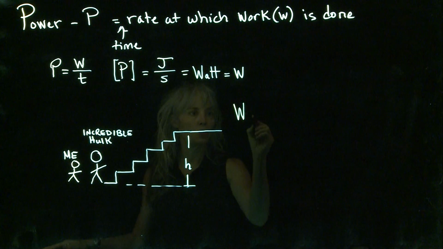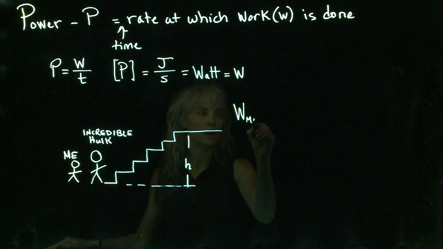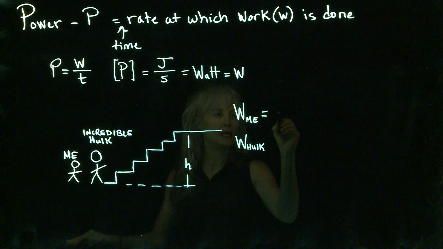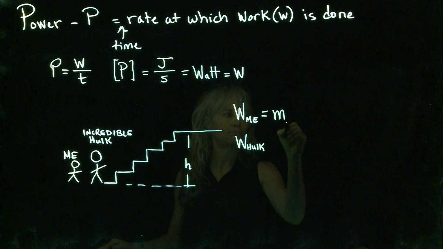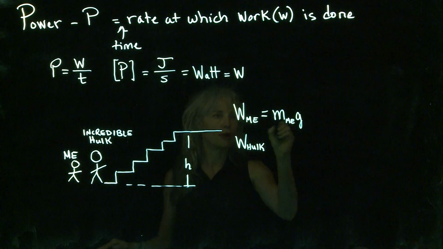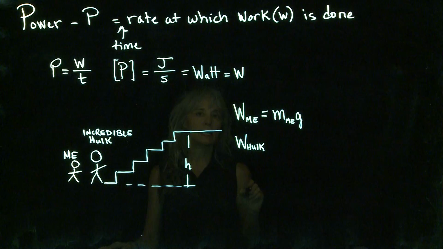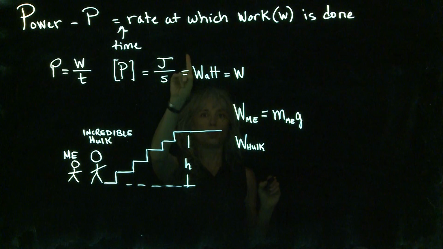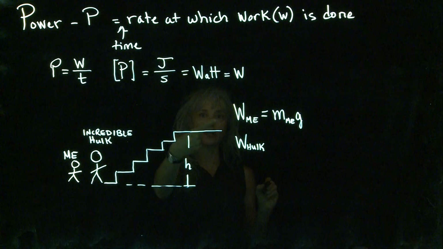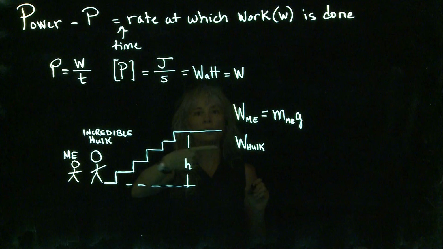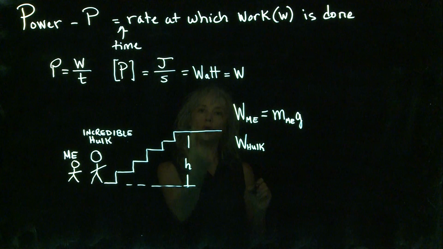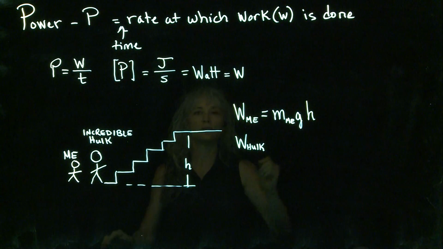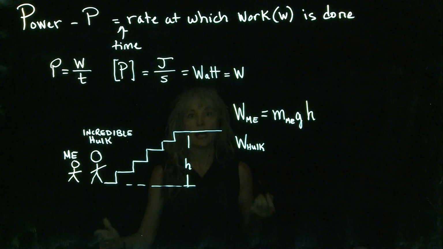So the work that we have to do, so this is the work done by me, and this is the work done by the Hulk. The work done by me is going to be my mass times the acceleration due to Earth's gravity. That's the force I have to apply, times the displacement, and this displacement, notice that I only have to exert a force upward. I don't have to exert a force diagonal along the stairs, just simply upward. In other words, I don't need any force to counteract horizontally. So the only displacement that I'm worried about is the vertical displacement, or the height h. Notice this is also the change in my potential energy as well.